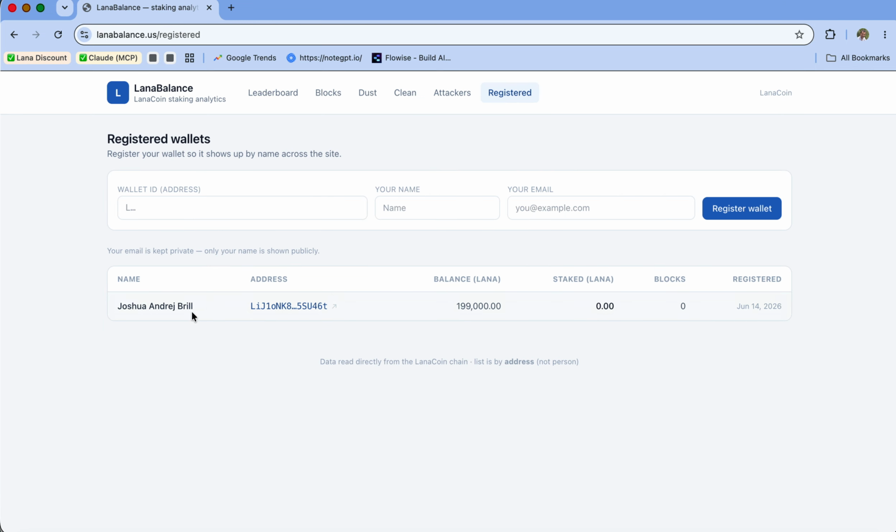And here I created my first staking wallet. I have never staked before, so I put in 200,000 lanas, but it was started 2 days ago, and I didn't get any block yet for staking. Anyway, I know that it takes some time to get this maturity. I'm going to monitor that, but this is my wallet here.